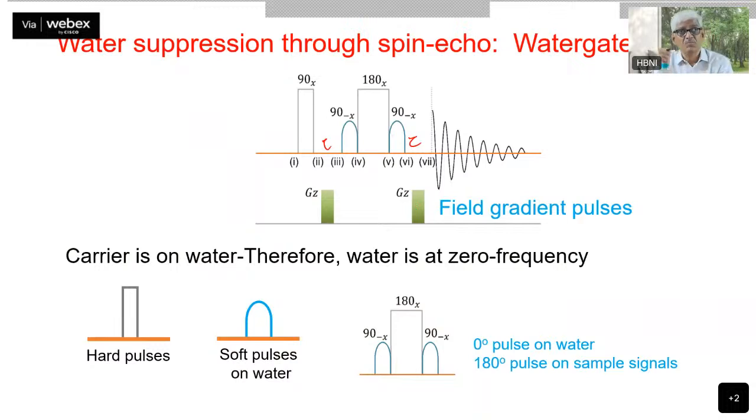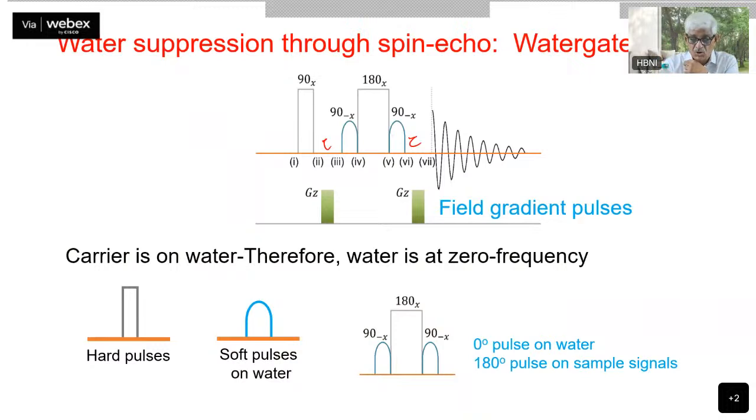Now, we kept the carrier on water. That means your main spectrometer carrier frequency, which you described earlier, I guess. That is where you apply the pulse, the radio frequency of the transmitter; the frequency offset is an instrumental aspect, and I am coming back to it in the next class. So the carrier is on water. You are sitting on the water. Therefore, water is at zero frequency, so it has no precessional frequency.